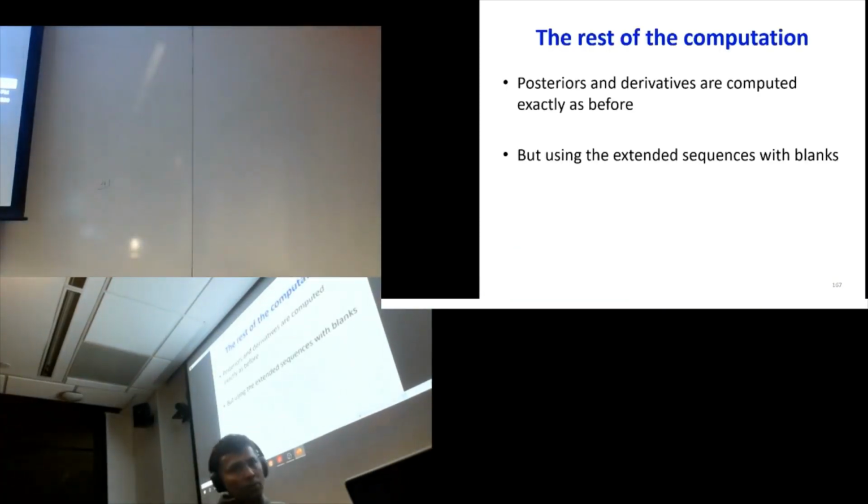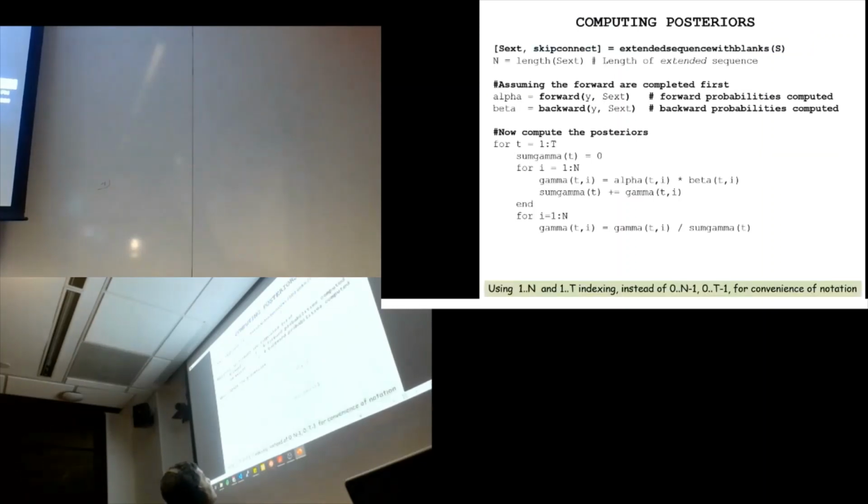Now, once you perform both the forward computation and the backward computation, then the rest of the computation proceeds as follows. You can compute posteriors and derivatives exactly as before, but now you're going to be using the extended sequence with the blanks. So here is the algorithm for computing the posteriors. As before, at each location in the graph, you multiply the alpha and the beta values, and finally normalize the product to compute the posteriors, which we designate as gamma.